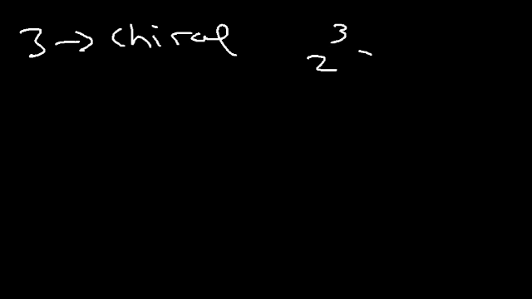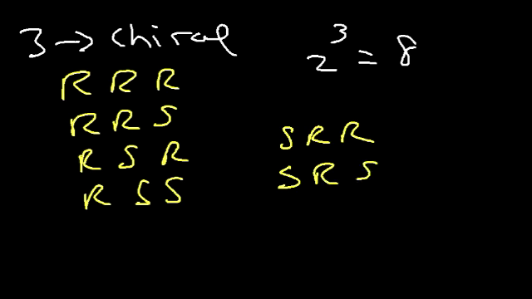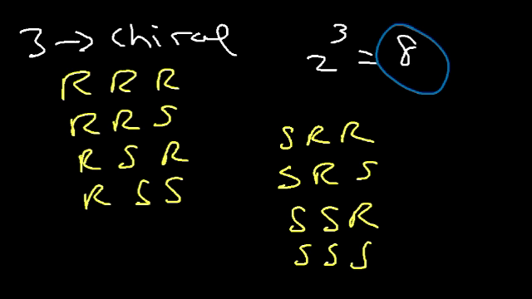Now, let's say if you have 3 chiral centers. The number of stereoisomers is now 2 to the 3rd, which is 8. So you can have RRR, RRS, RSR, RSS, or SRR, SRS, SSR, or SSS. So as you can see, there's 8 possibilities.